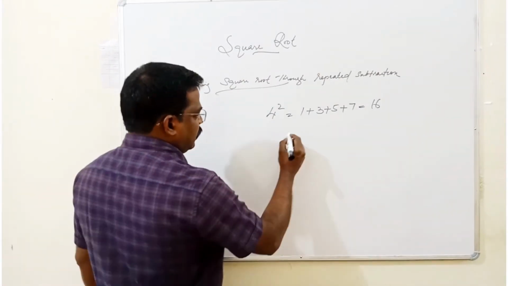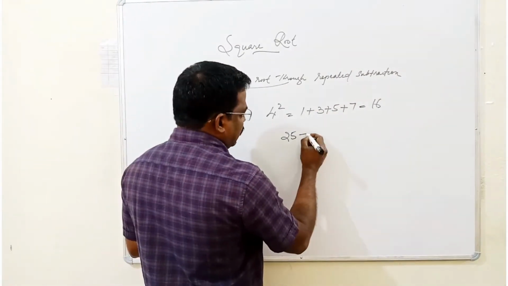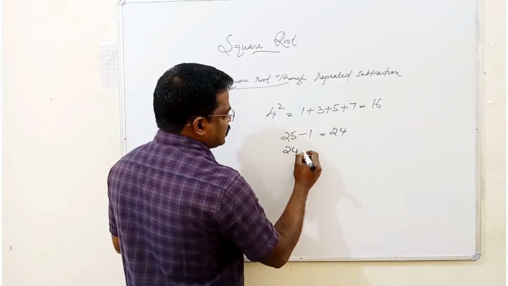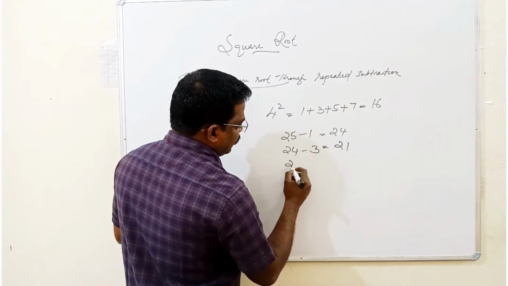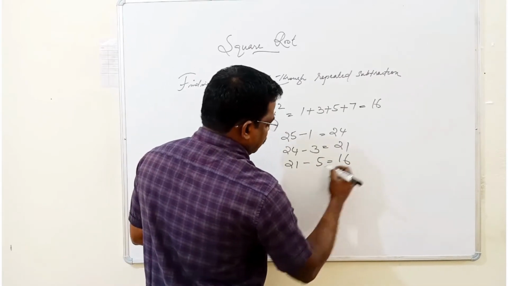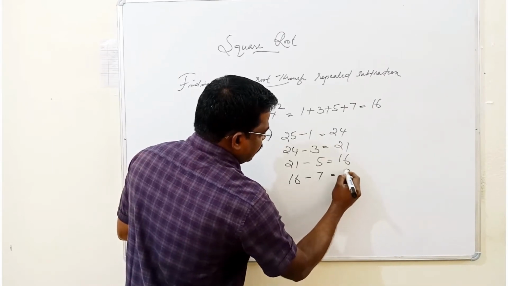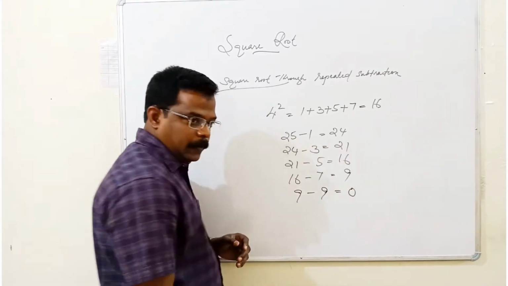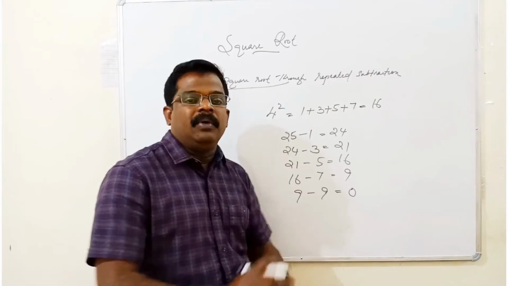Okay, just to see one number, 25. We want to find the square root of 25. So we subtract 1 from that. We got 24. Then from 24 we subtract the second odd number, that is 3. We get 21. Then from 21 we subtract the third odd number, that is 5. That is 16. Then 16 minus the next odd number 7 gives 9. Then 9 minus the next odd number 9. Then we got 0.